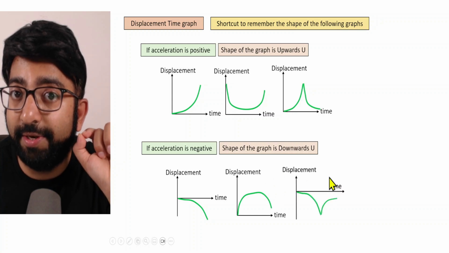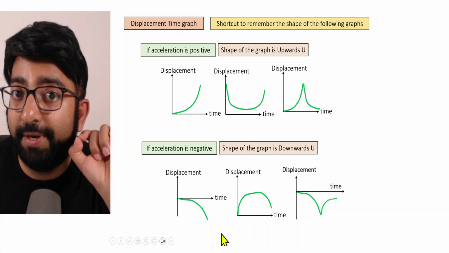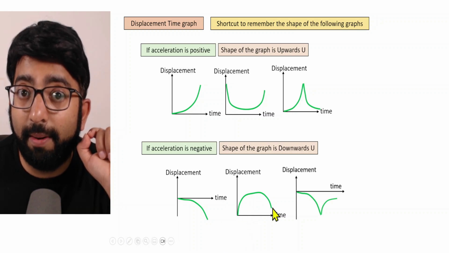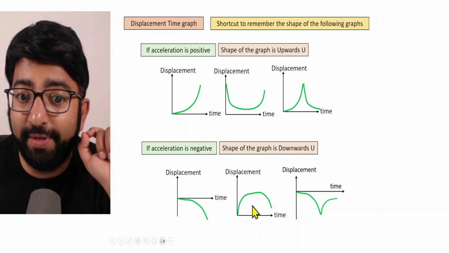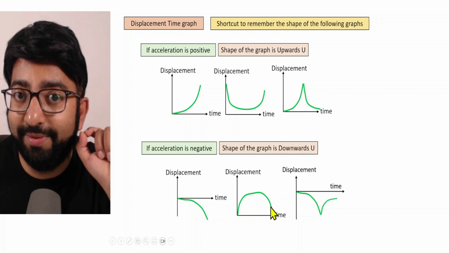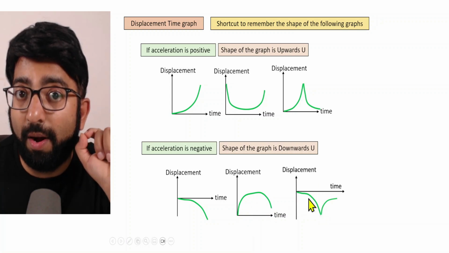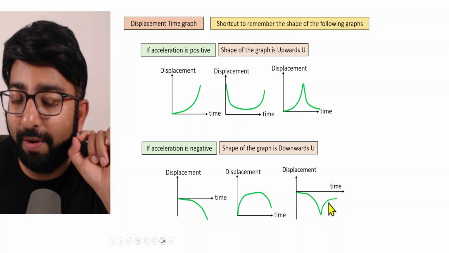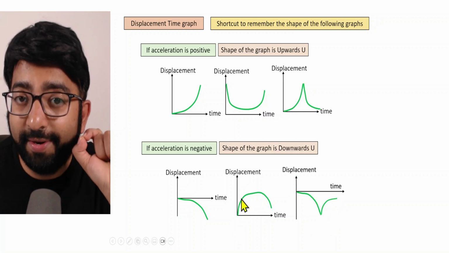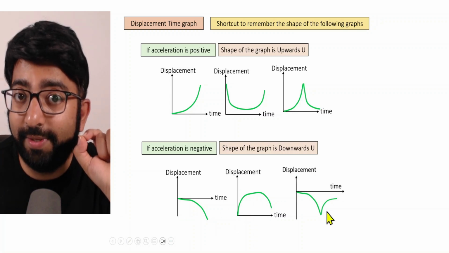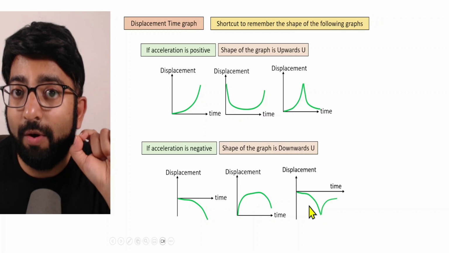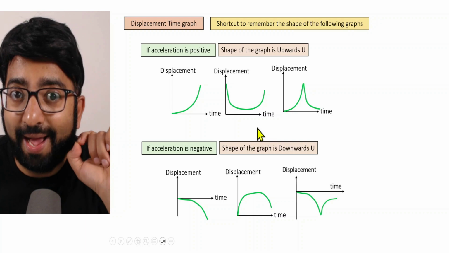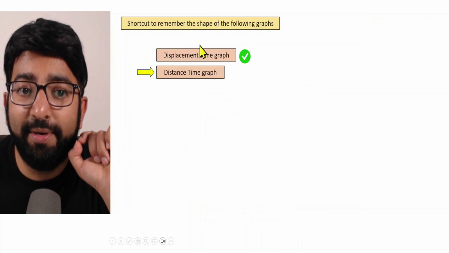So have a look at these three types of graphs. So all of these three graphs are parts of a downward facing U. So over here, you can see this is a complete U. This graph is actually the second half of the U, the downward facing U. This particular part is the second half of the downwards U, and this particular graph is the first half. So whenever in an exam question you see graphs like this for displacement time, automatically you can deduce that the value of acceleration is negative. So that was the shortcut for a displacement time graph.